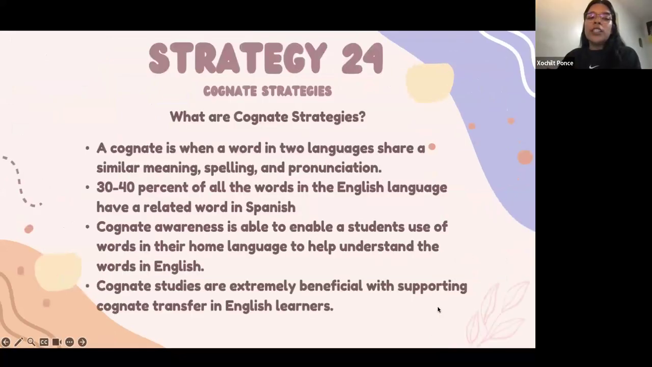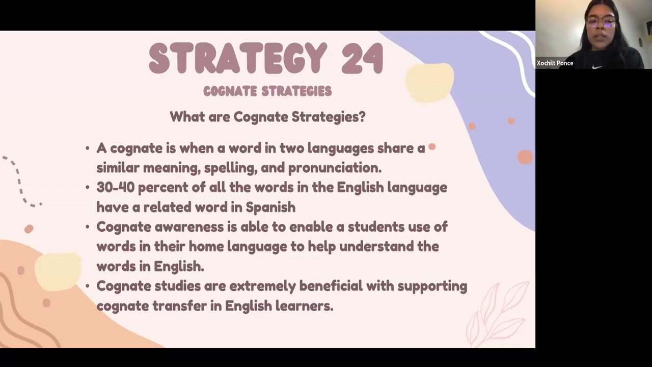So our first strategy that we will be learning about is Strategy 24. This is about cognate strategies. What are cognate strategies? Well, first, let's get into what a cognate is. A cognate is when a word in two languages shares similar meanings, spelling, and pronunciation. The languages that have the most cognates with one another are Spanish and English. About 30 to 40% of all the words in the English language have a related word in Spanish.